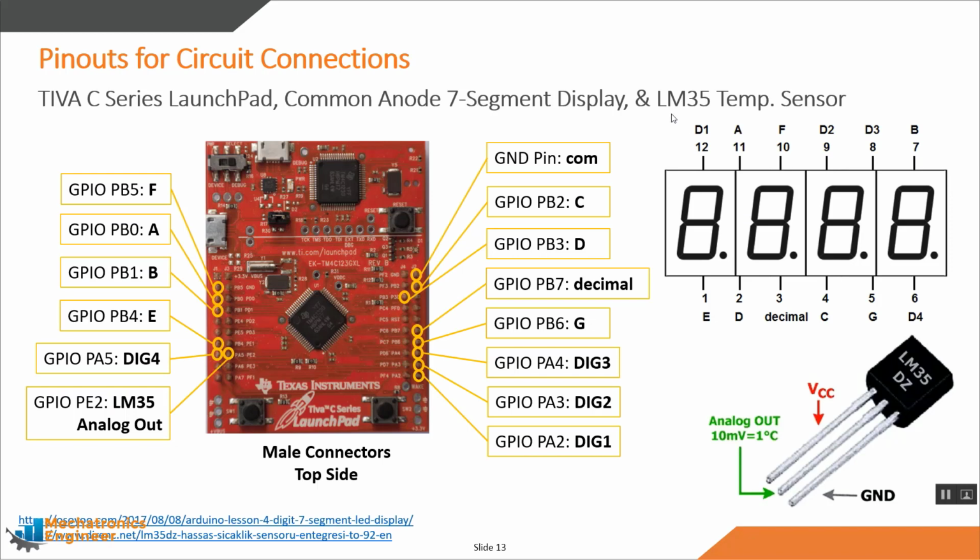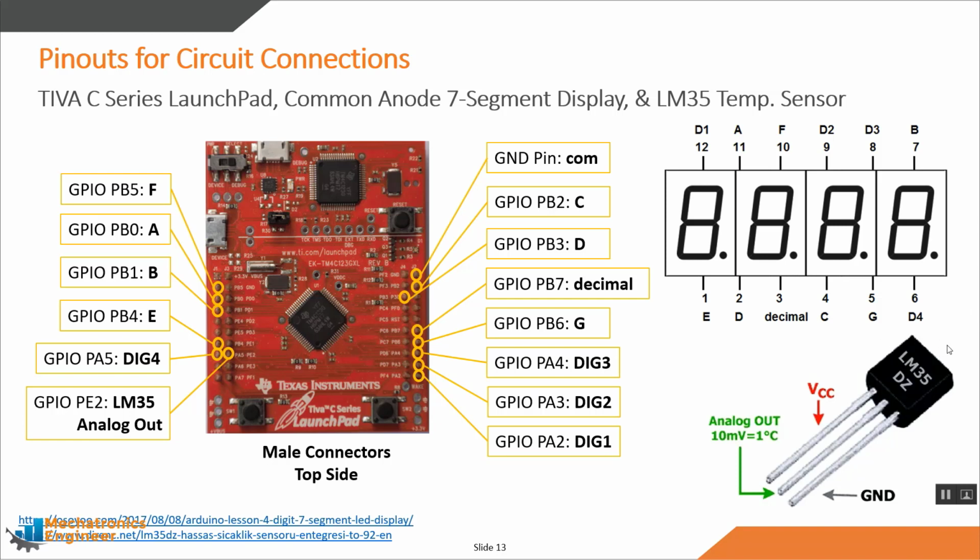This slide shows the different pinouts of the peripherals and the microcontroller for circuit connections. As you can see, the 4-digit 7-segment display has a total of 12 pinouts. Eight pinouts are related to the 8 segments of the display, and the 4 pins are related to the digits of the 7-segment display.